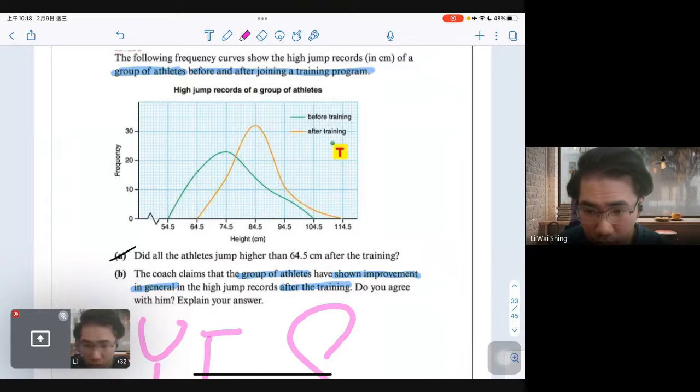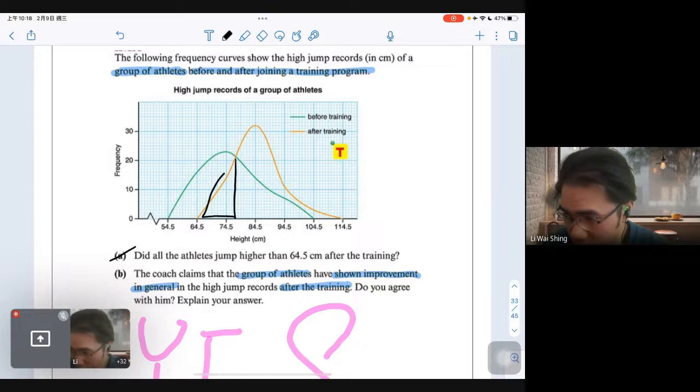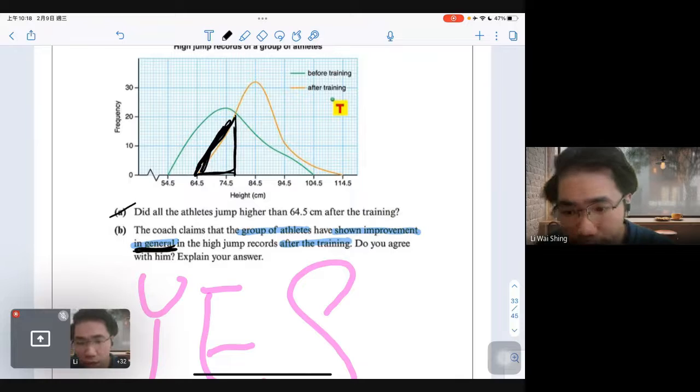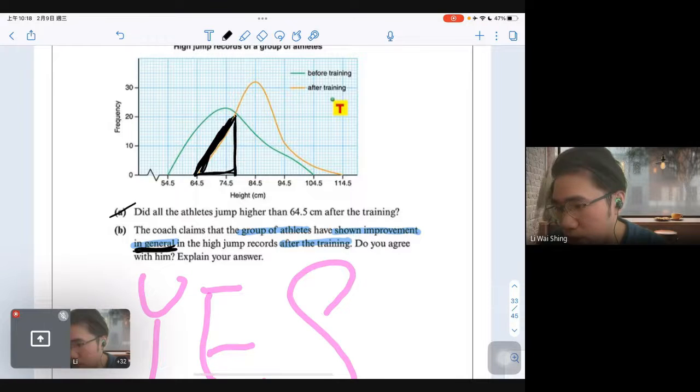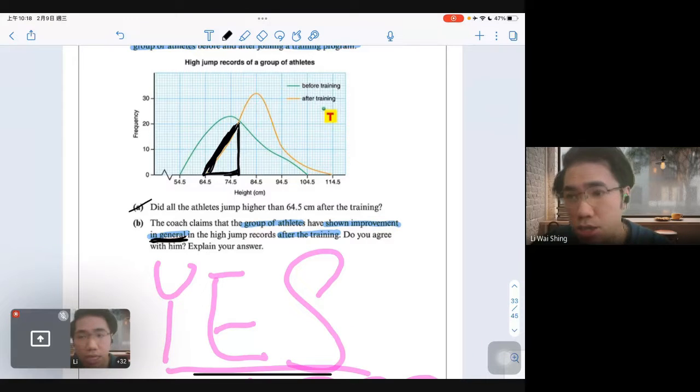Okay, so yes, Elvis, I saw your work, but you tell me the graph lies on the right of before training. Is it the whole graph lies on the right? Not really, right? Because this part lies on the left. So the word in general is important, okay? In general or generally, because not the whole graph lies on the right. So remember, be careful of this word, okay? In general, 大致上都係佢右邊嘅, not the whole graph, okay?